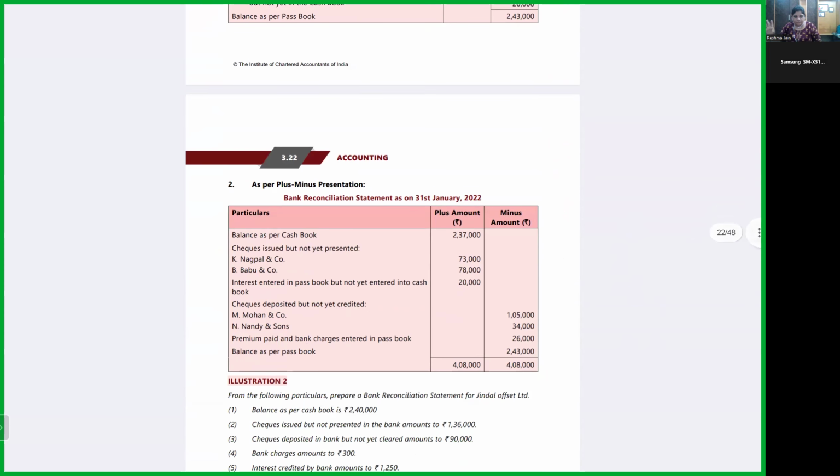So this is the conceptual part of the bank reconciliation statement. I hope I also make a new video where I can provide you with a lot of sums in bank reconciliation statement.